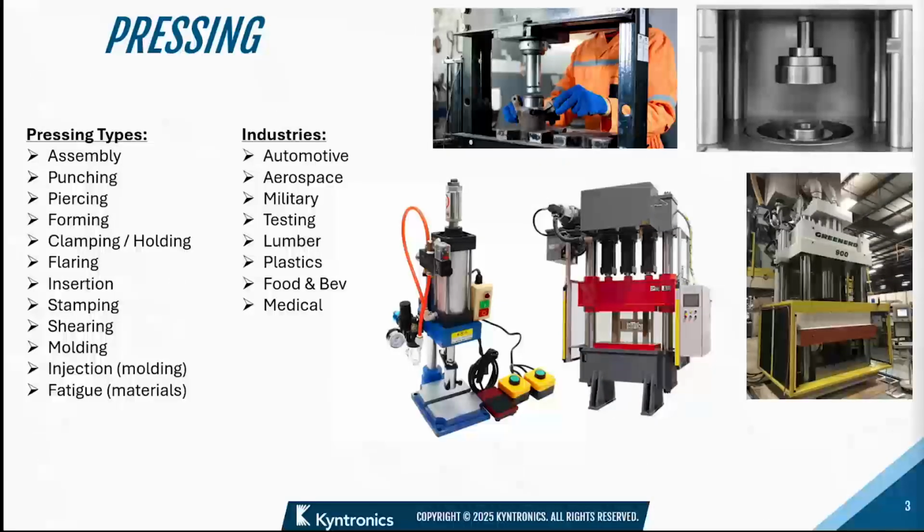Flaring is another interesting solution. A lot of times they use hydraulics, some higher loads there. Insertion, stamping, shearing presses, molding and injections, a different type of control there. And you've got your fatigue testing of materials, that sort of thing. All kinds of industries, of course. There's just a few. Automotive uses a lot of assembly presses. They like the quality checks on those presses. We'll talk about that. Aerospace and military do the same thing. Again, all kinds of different presses and industries.